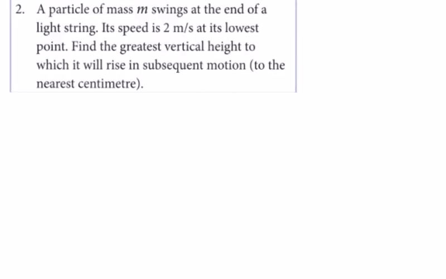Question 2, we're given a particle of mass m swings at the end of a light string. So here's my string and I have a particle at the end of it. It's the same question as the swing question, just we're dealing with a particle at the end of a string, and we can actually take this position here. We can take this as height equals 0 at this point. So it's going to swing up here and it's going to reach this height up here above this position, height equals 0. So the speed is 2 at the lowest point.